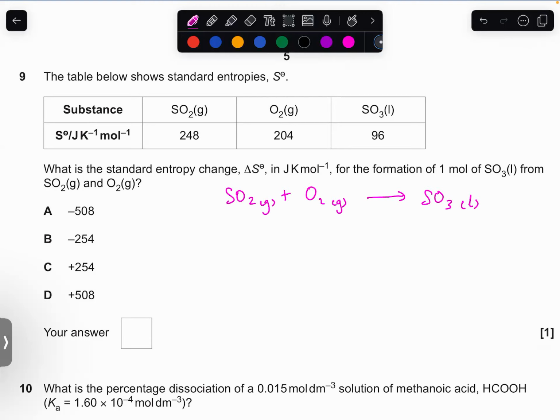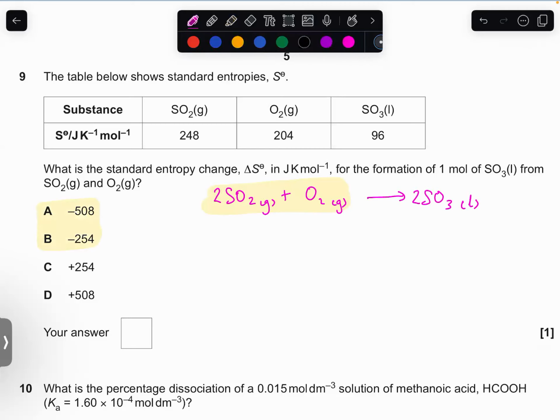And to balance, you've got a 2 there and a 2 there. So you've got 3 moles of gas giving you 2 moles of a liquid. You are actually losing disorder. You're losing it, so it's going to be a negative entropy change. If you get 3 moles of gas giving you 2 moles of a liquid, it's going to be one of those two.